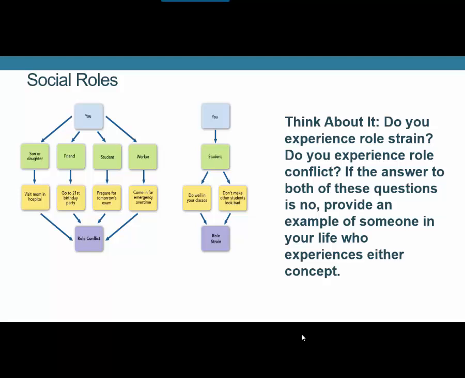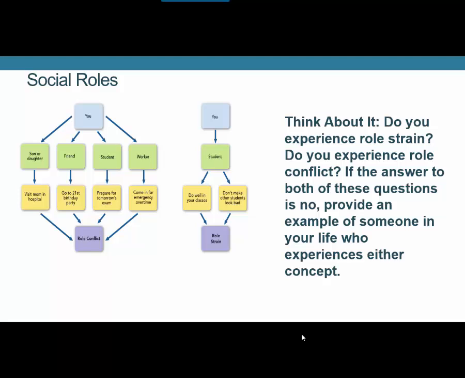Role strain is a little different. In this case, it's focused on one particular status, green box, and that one status might have competing roles in and of itself. So, in the case they give here, you're a student, and on one hand, you want to do well in your classes, but on the other hand, you do have a relationship with other students, and you maybe don't want to make them look bad. So, we consider this role strain because you kind of need to do both, but they're in competition with one another. And so, what does it mean to be a good student? Which one do you prioritize?